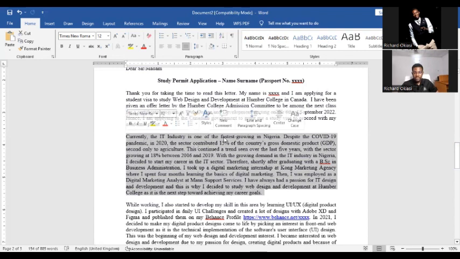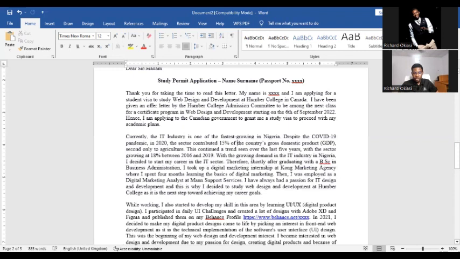So currently, the IT industry is one of the fastest growing in Nigeria, which is her country. Despite the COVID-19 pandemic in 2020, the sector contributed significantly. So with the growing demand in the IT industry in Nigeria, I decided to start my career in the IT sector. Therefore, shortly after graduating with a BSc in business admin, I took up a digital marketing internship at a marketing agency, where I spent 4 months learning the basics of digital marketing. Then I was employed as a digital marketer and marketing analyst. I've always had a passion for IT design and development, and this is why I decided to study web design and development at Humber College, as it is the next step towards achieving my career goals.